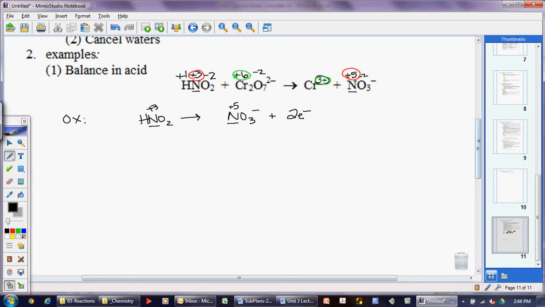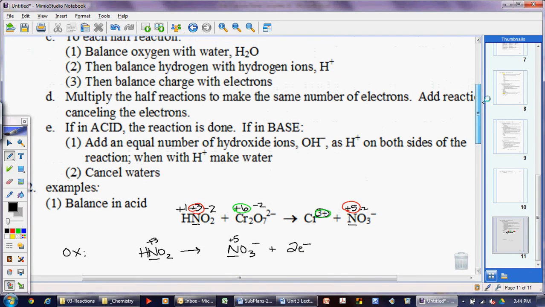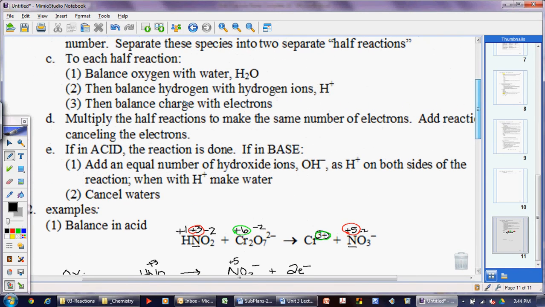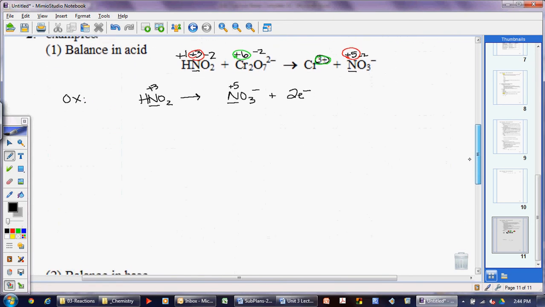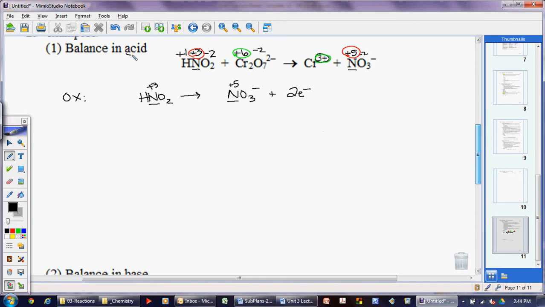Then we're going to look at the charge balance and do a little balancing of charges. Since this one was balanced in acid, we're going to be using the charge of an H+ to help balance our reaction. On the left-hand side, HNO2 has no charge overall as a compound. Right now that's a 0 charge. And NO3- is a negative 1, and each electron is a negative, and there's 2 of them. That's a total of negative 3.